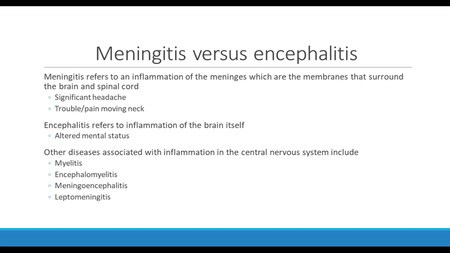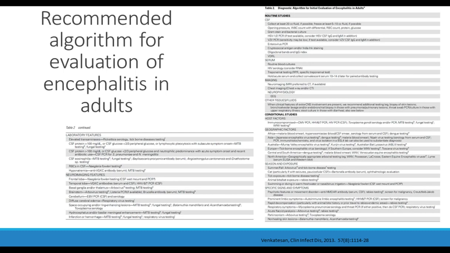Encephalitis refers to inflammation of the brain itself. And so, as I was saying before, the hallmark attribute for encephalitis would be altered mental status. To muddy the water even further, there are other diseases which are associated with inflammation within the central nervous system. And these include myelitis, encephalomyelitis, meningoencephalitis, which, as the name might suggest, is a combination of both meningitis and encephalitis, and leptomeningitis.